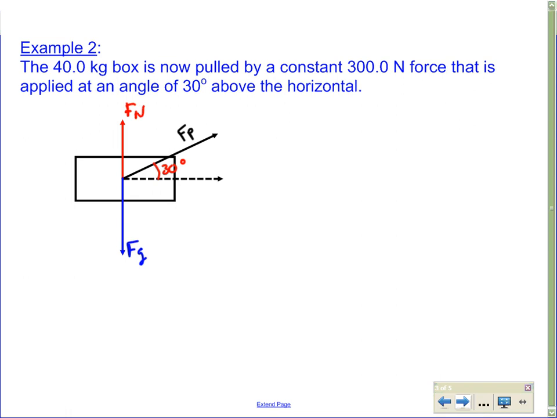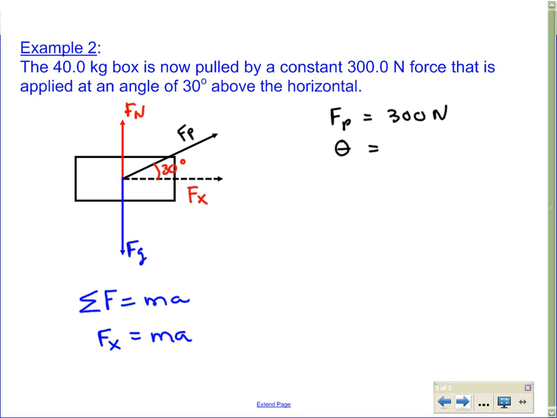Now, the only component that allows the box to go forward is Fx. If we look at our summation of forces in the horizontal direction, the only force we have is Fx, and that will accelerate our system. So we need to determine the value of Fx. F pull is still 300. Our angle is 30 degrees.